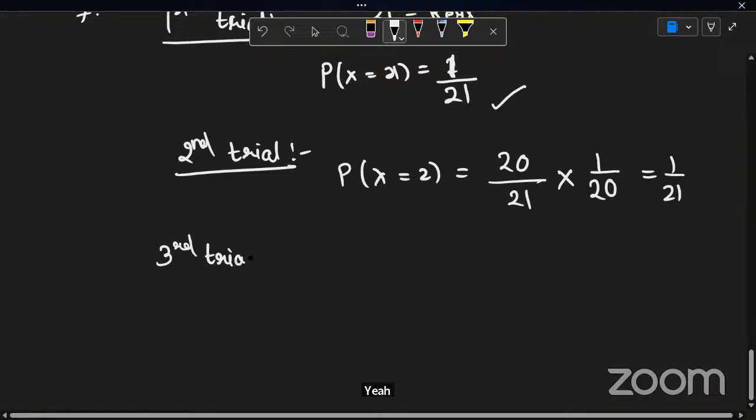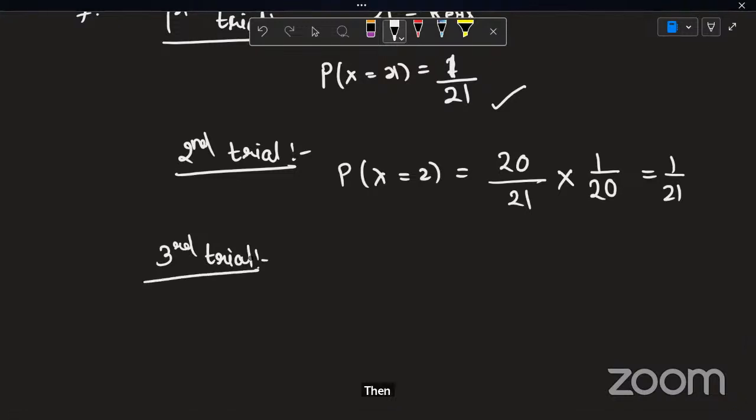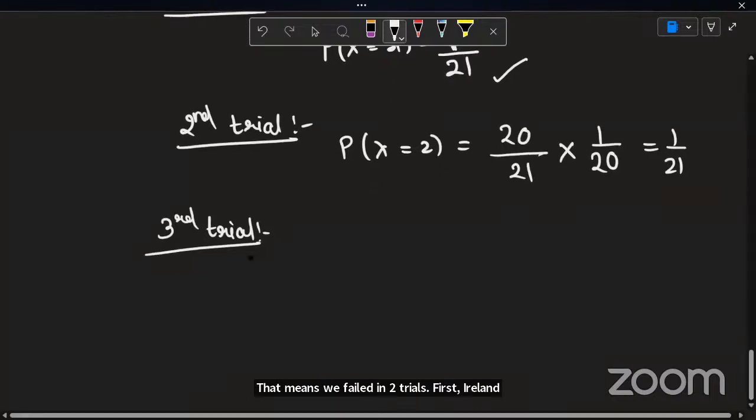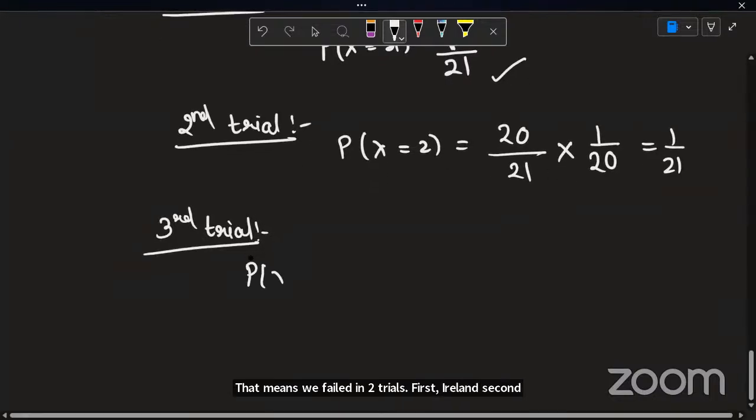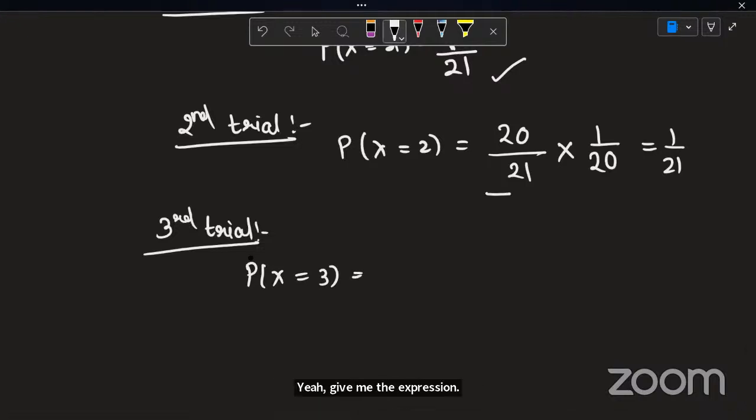That means he failed in two trials, the first trial and the second trial, and won on the third trial, right? So give me the expression similar to this part.